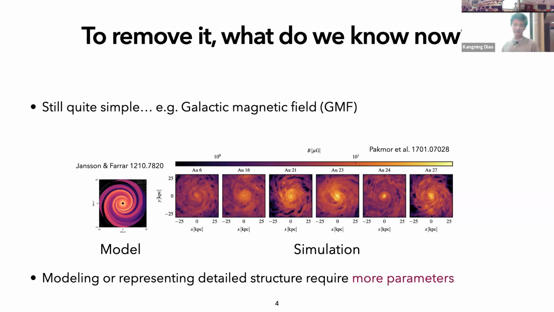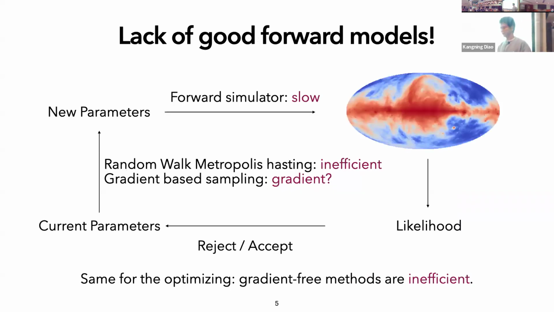The reason for this is that we can model or represent these detailed structures, but incorporating them into an inference pipeline is very hard, because including these features will typically require a huge number of parameters, even 10 to the 5 or 10 to the 6 parameters. With so many parameters, there are several setbacks in the current inference pipeline.